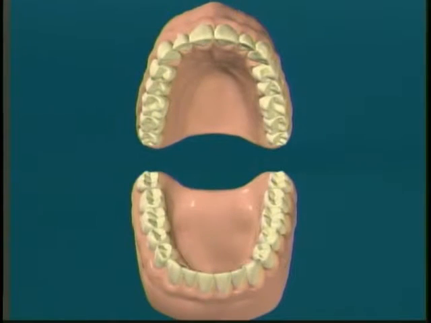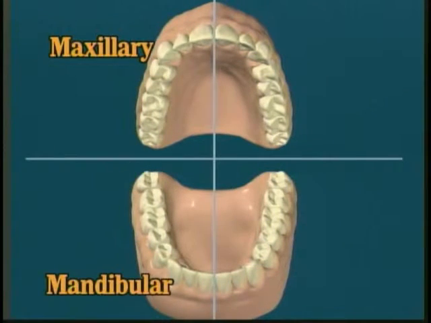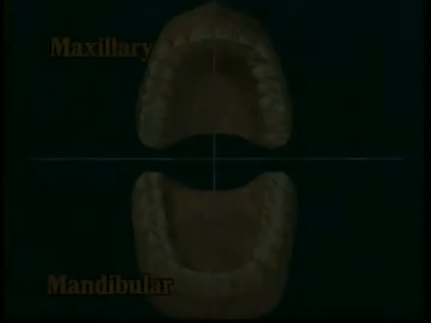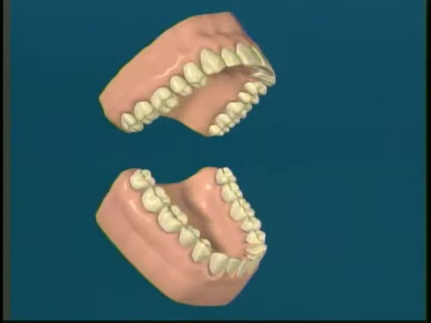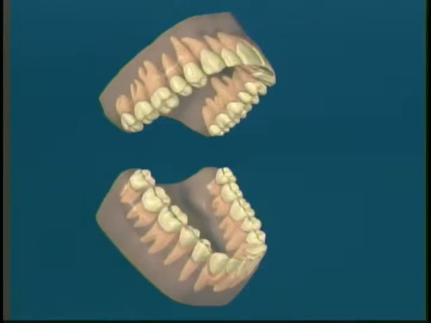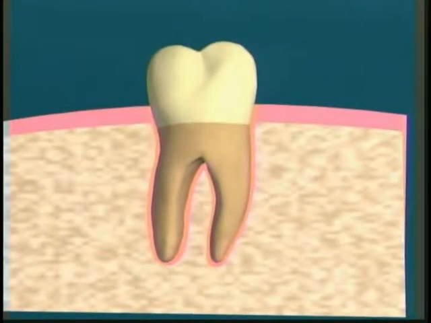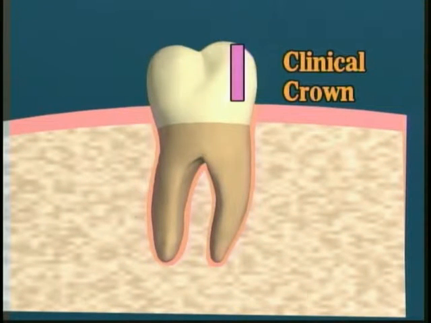The upper jaw, or arch, is referred to as the maxilla, or the maxillary arch. The lower jaw, or arch, is referred to as the mandible, or the mandibular arch. People are constantly amazed at how long teeth actually are. In a normal, healthy individual, you only see about 1/3 of the total tooth. The portion you see is referred to as the clinical crown.